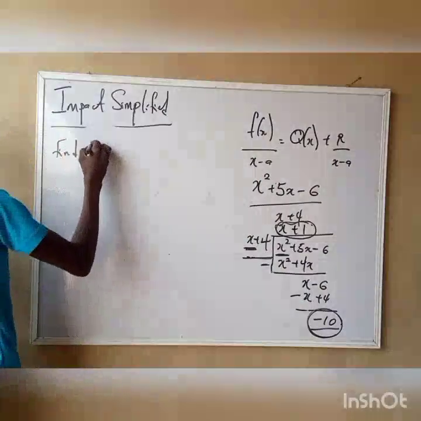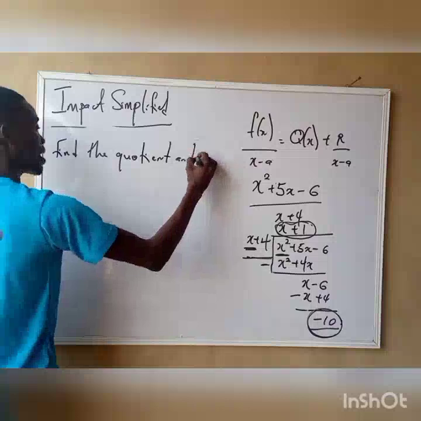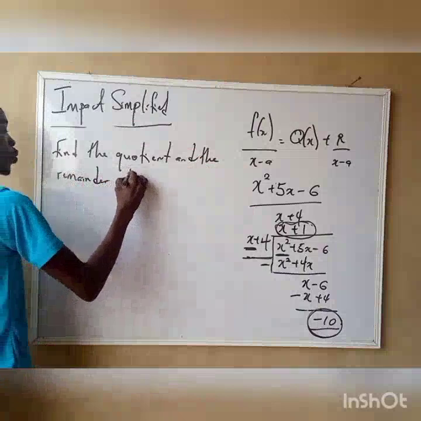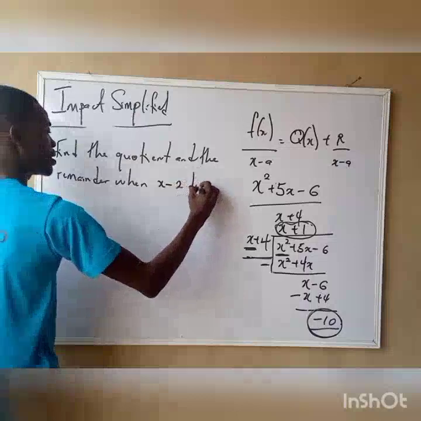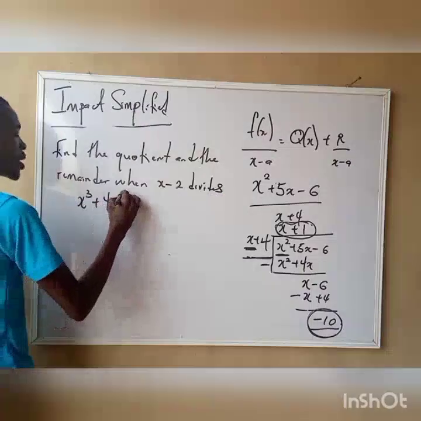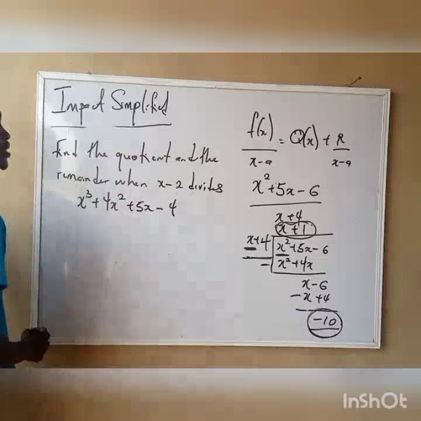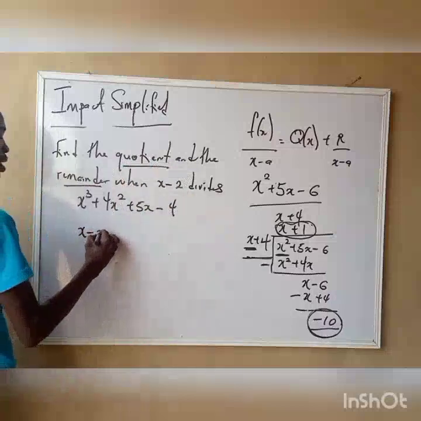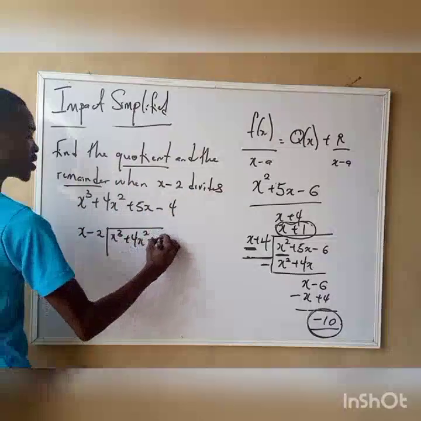Now let's look at another question under the division of polynomial. They say find the quotient and the remainder when x minus 2 divides x raised to power 3 plus 4x squared plus 5x minus 4. So they're asking us to find the quotient and the remainder when this divides this. That means we will take it to the long division, and taking it to the long division, we have this.